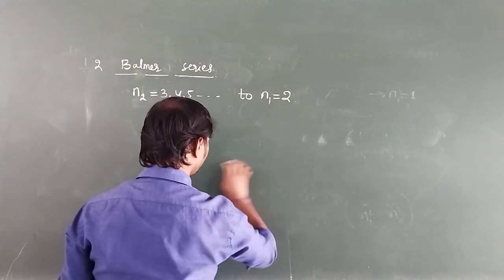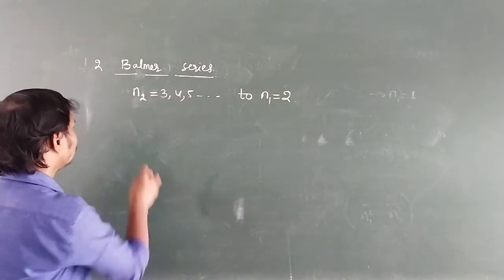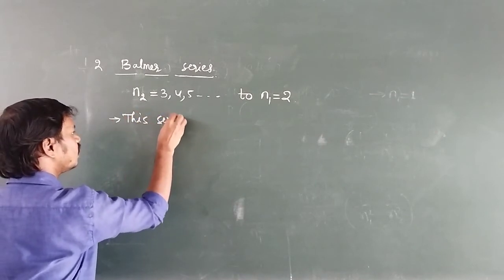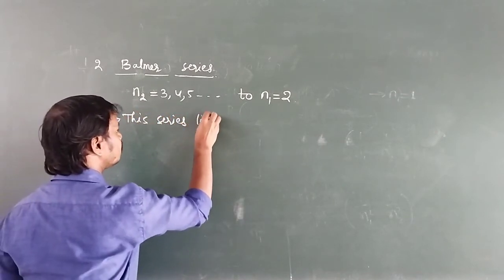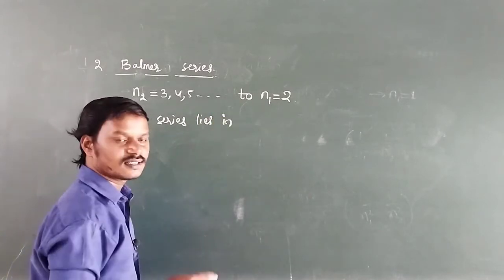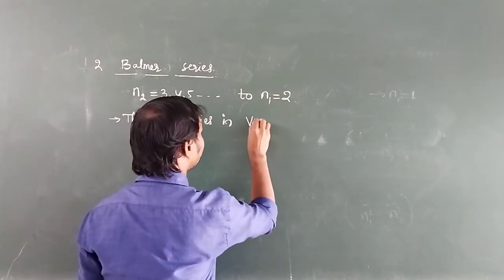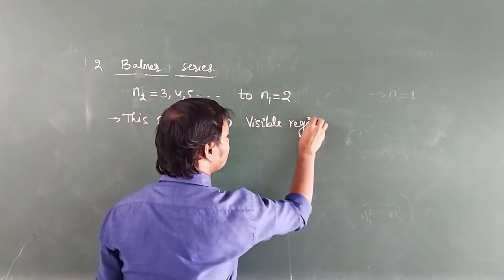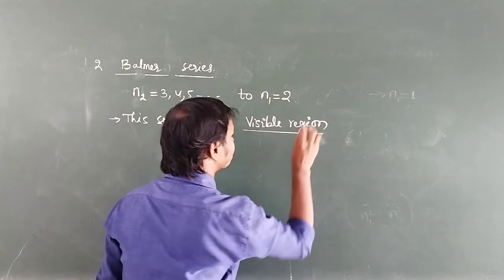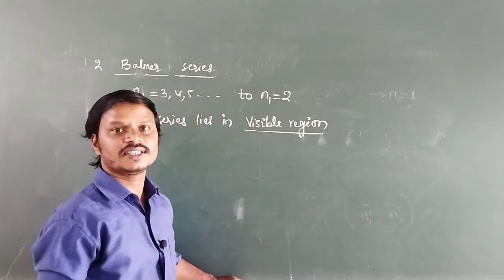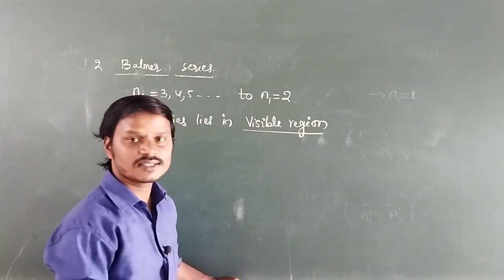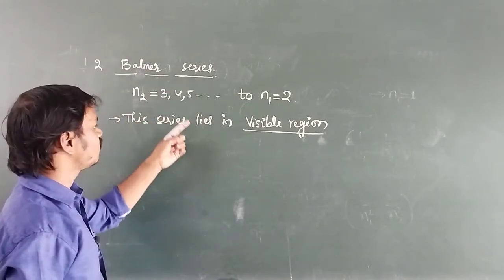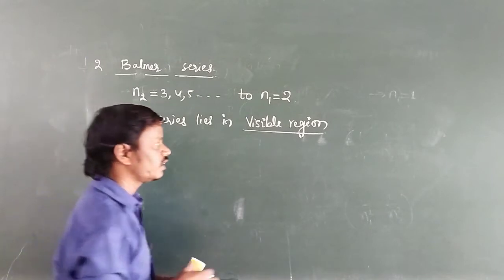This series lies in the visible region of the electromagnetic spectrum. Visible region. Remember this point. So in which region of the electromagnetic spectrum does Lyman series occur? That is in the UV region. But Balmer series lies in the visible region of the electromagnetic spectrum.